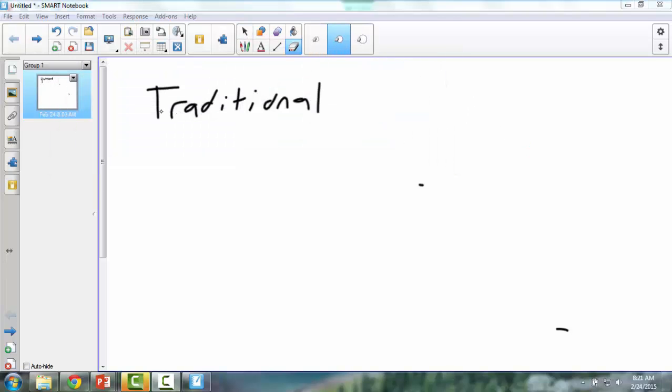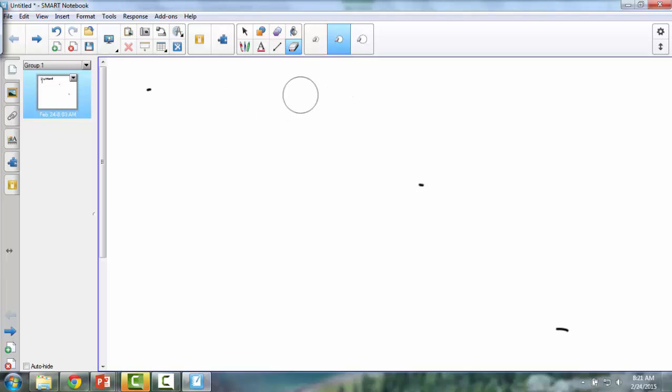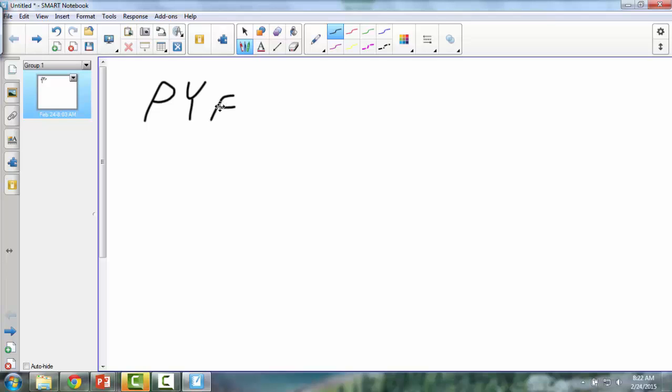Okay, so we are no longer talking about traditional. We're going to do the pay yourself first method of saving. So we're going to do pay yourself first, PYF. Okay, so we'll do the exact same example to show the difference. Okay, so this student makes $500 a month.